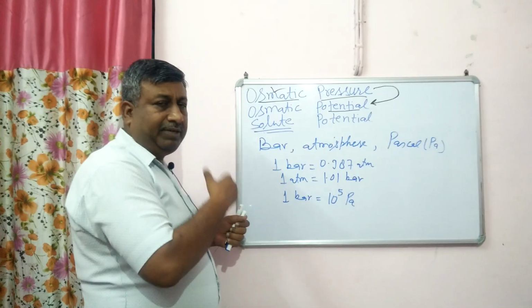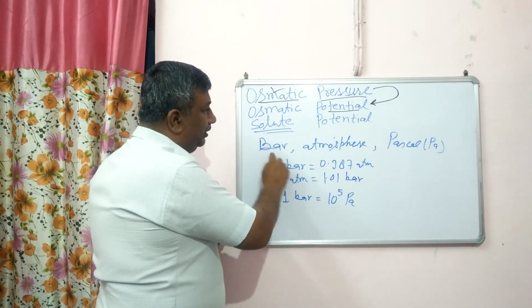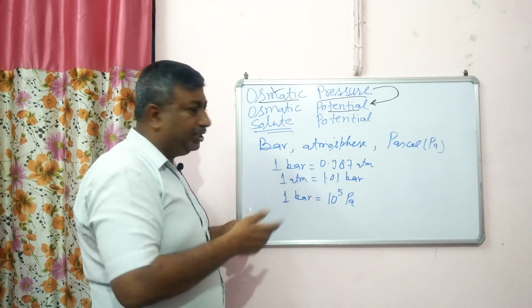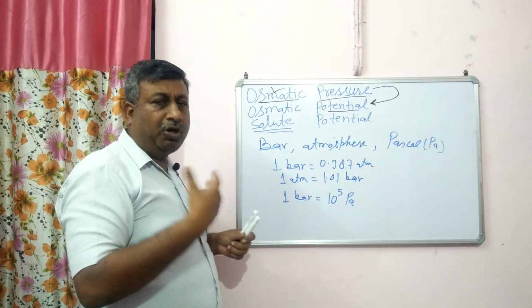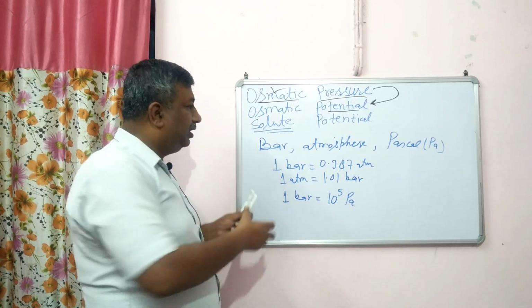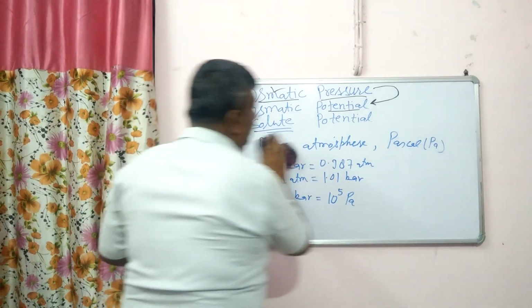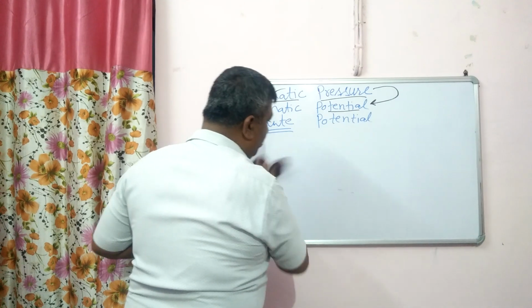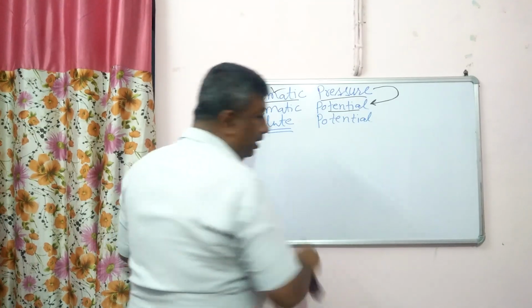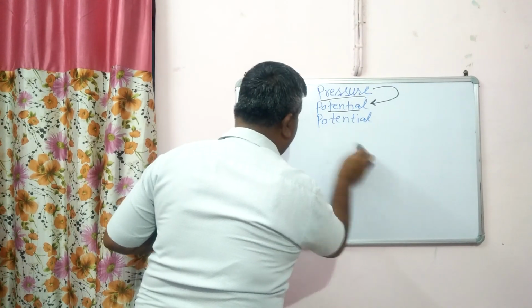So this is the unit of the osmotic potential or water potential. When we talk about the potential, generally we use the term bar. This is the SI unit of potential, that is the bar. So we express the water potential, osmotic potential, matric potential, solute potential in terms of bar. If it is more negative, then it will attract more water, there will be more osmotic potential.